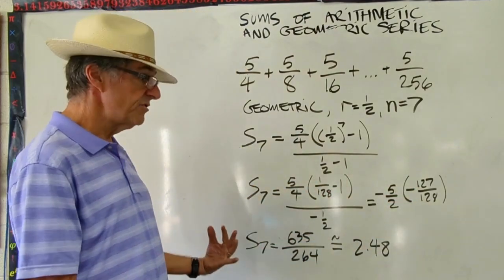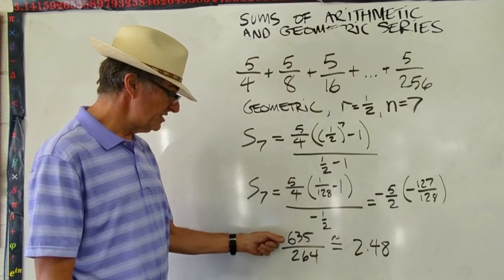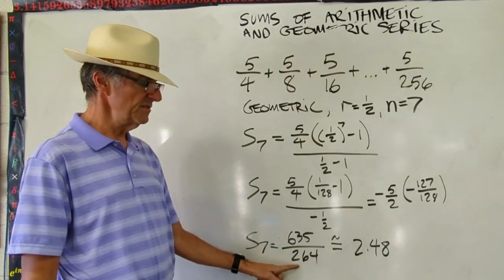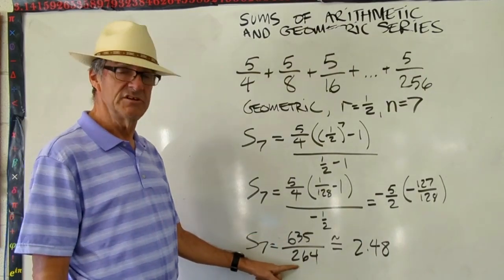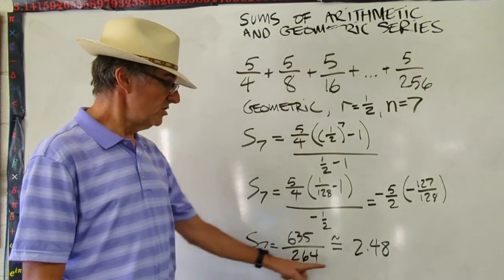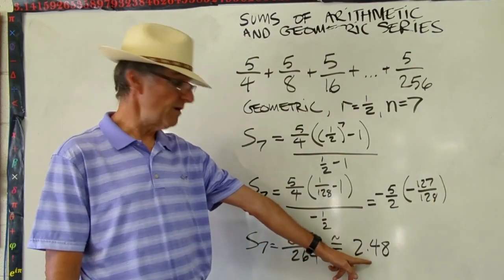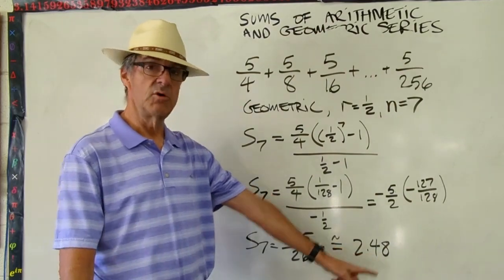Then I can just multiply through with my fractions. This gives me this answer of 635 over 256. This is an exact answer, so if you're prompted for an exact answer, don't go to a decimal that gets rounded. But if you did, there is the decimal with rounding.